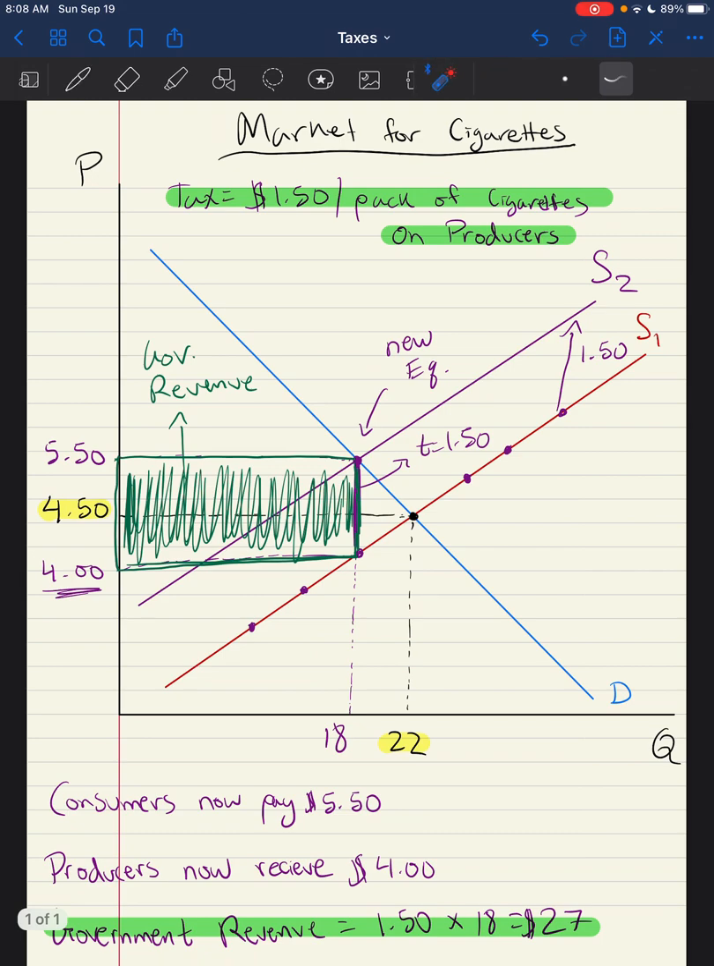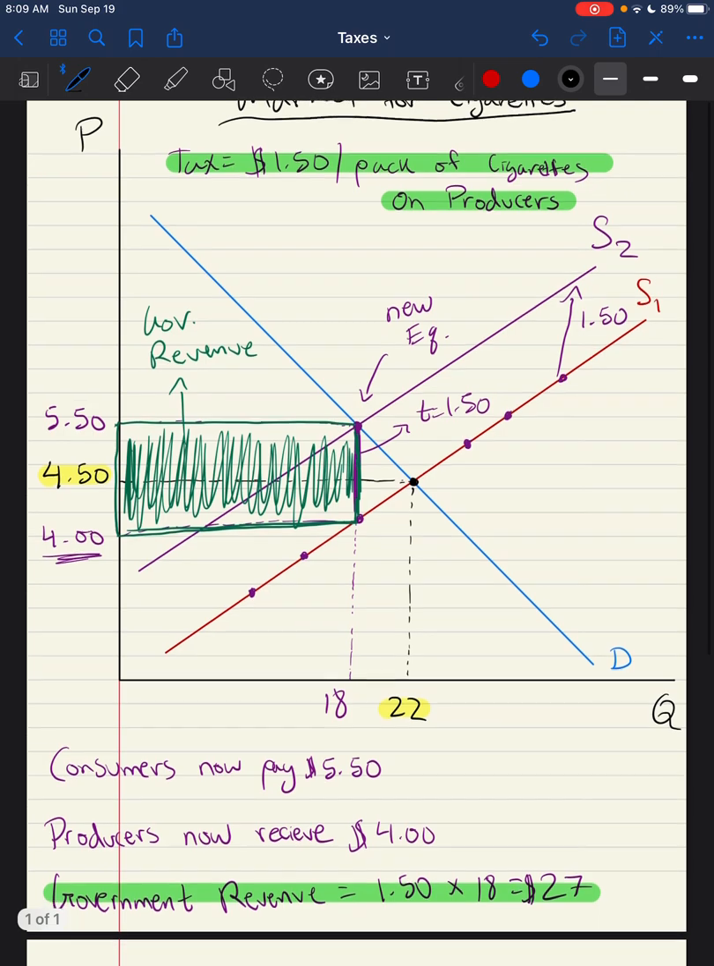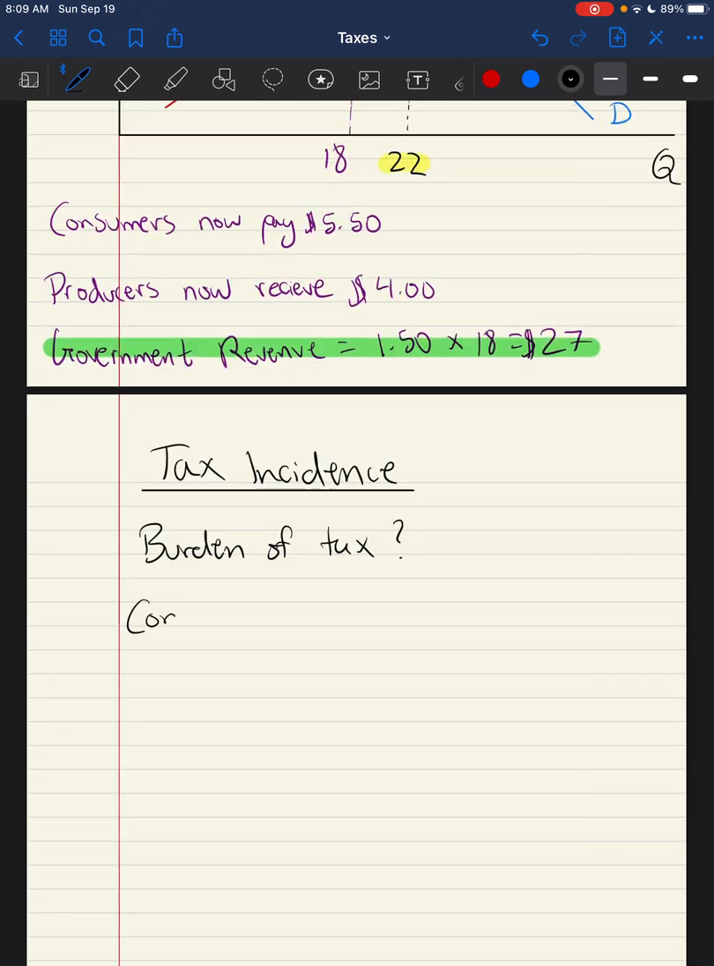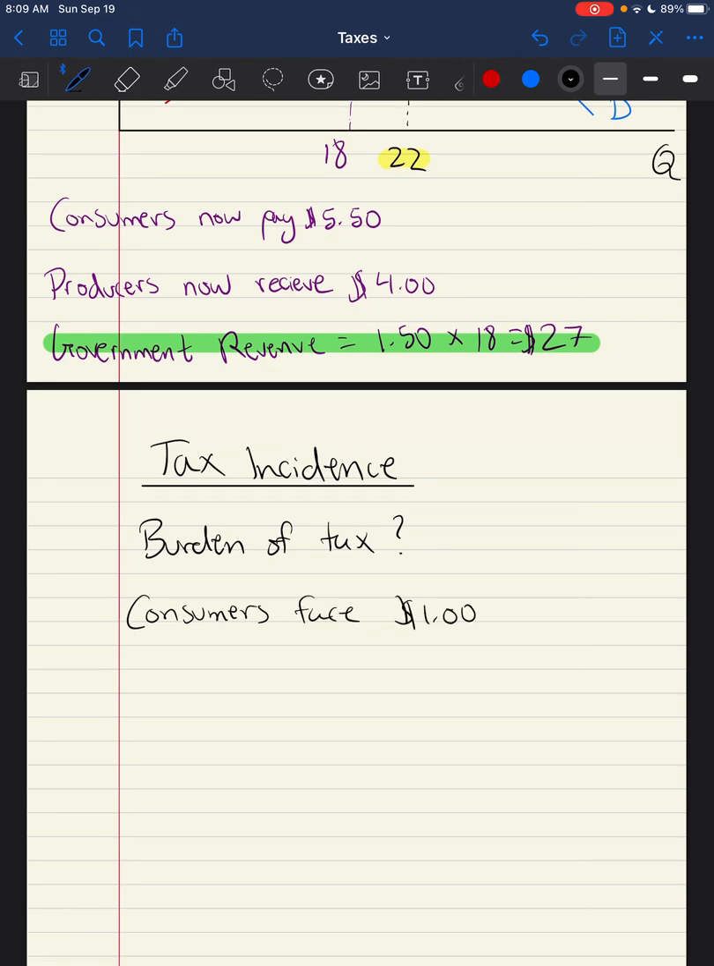Well, let's think about this and go back to the graph. In the original equilibrium, our price was $4.50. Consumers paid $4.50, but because of this tax, now they're paying $5.50. So the price has increased for them by $1. Consumers face a $1 price increase. What about producers?